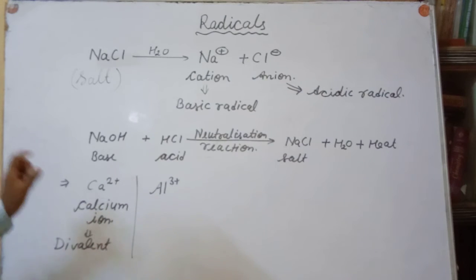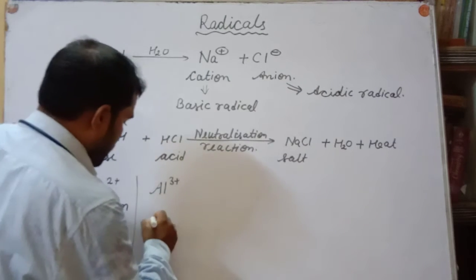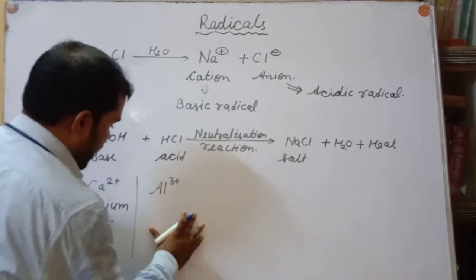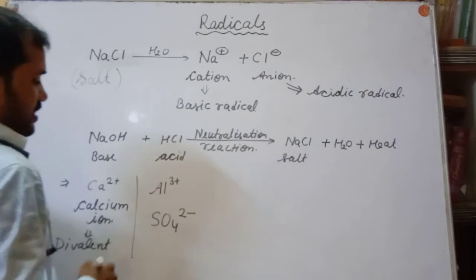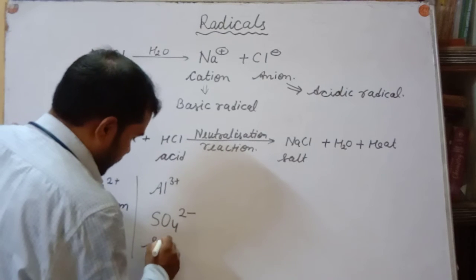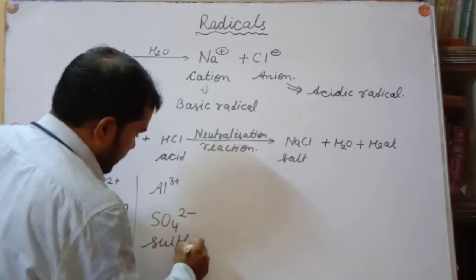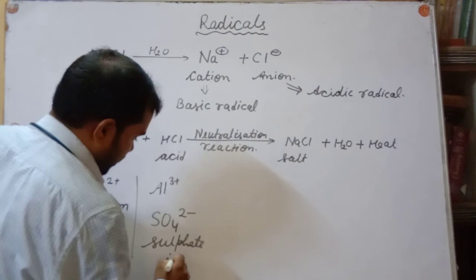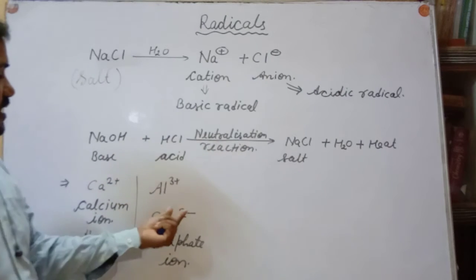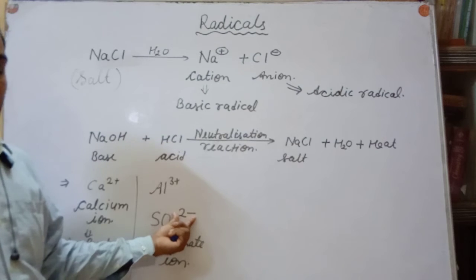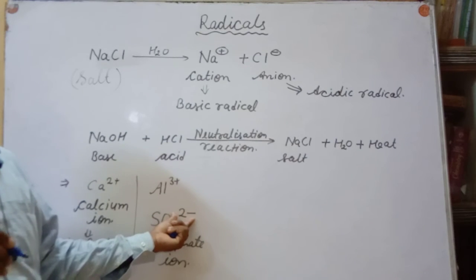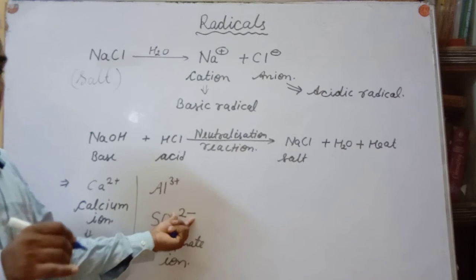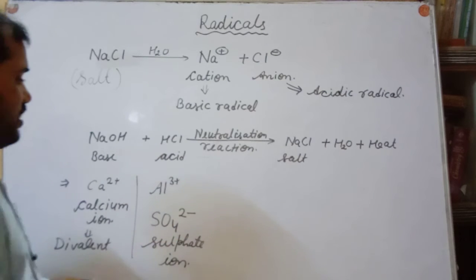And this is SO4 2-. This is the sulfate ion. How many charges are present here? Minus 2. So divalent electronegative species. This is clear, my dear.